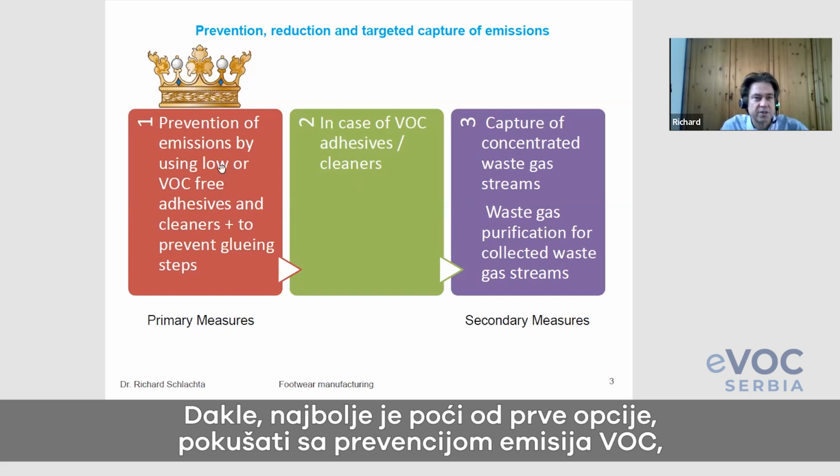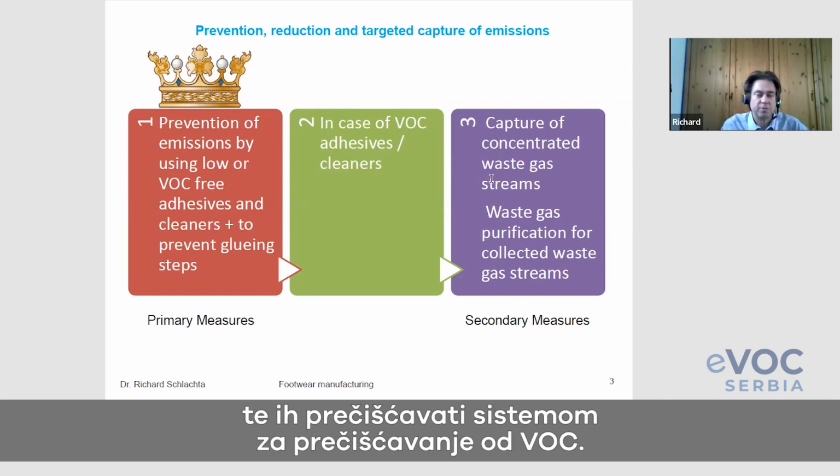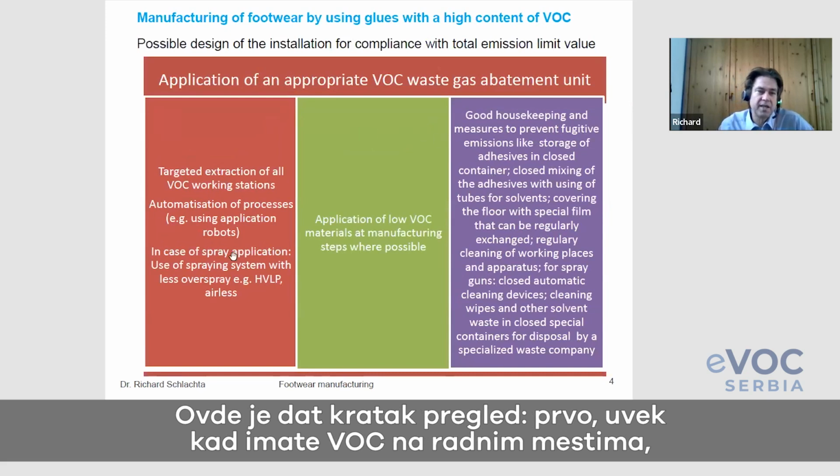So the best is to start with number one, try to prevent the VOC emissions. And then if not, you must try to concentrate the waste gas streams and extract them at the origin where they result, and then you must purify them by the application of a VOC abatement system. So here is something again a little bit summarized.